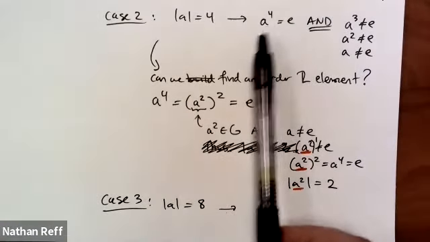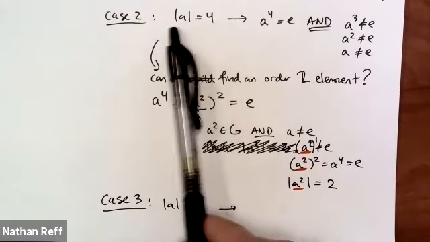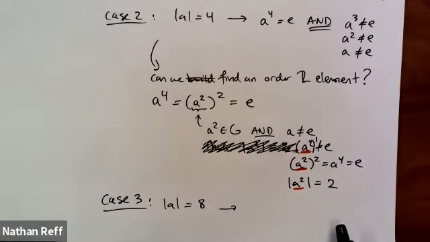But keep in mind, this is a much stronger assumption. Saying what the order is gives you that equation and these non-equations. Okay. That makes sense. All right.